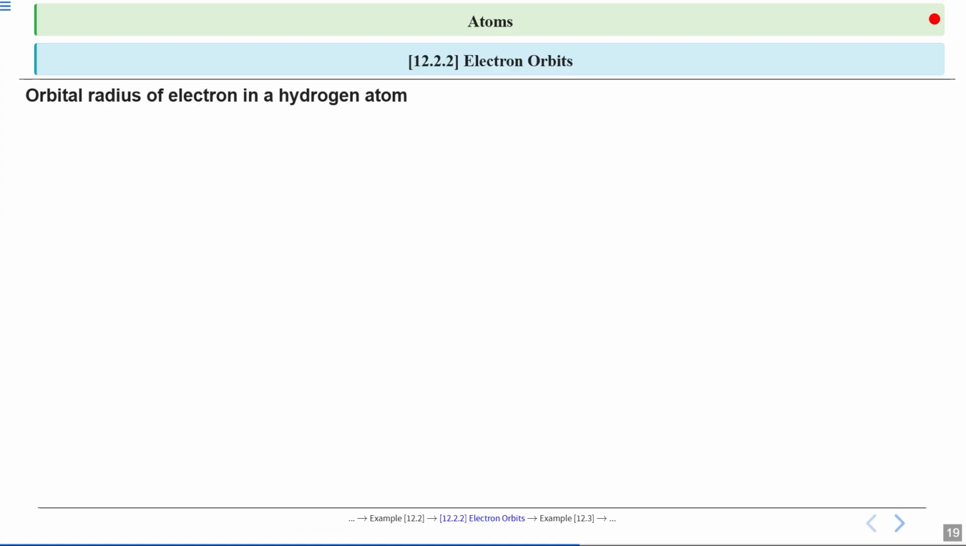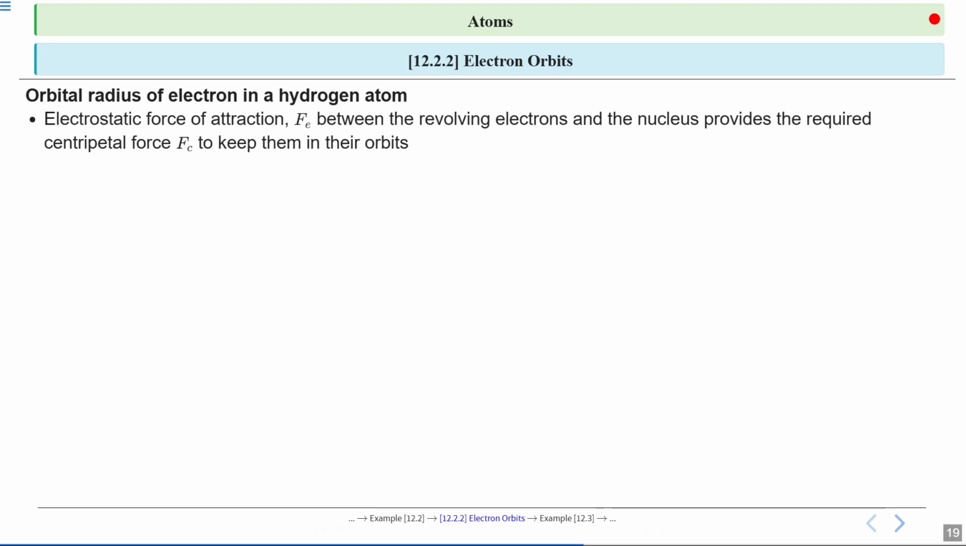So now let's start by looking at the orbital radius of an electron in a hydrogen atom. This is the distance from the nucleus to the electron as it moves in its orbit. Understanding this helps us see how force keeps the electron in place around the nucleus. Now notice that the electron is held in its orbit by the electrostatic force of attraction between the negatively charged electron and the positively charged nucleus. This force acts as centripetal force, which is the force that keeps any object moving in a circle. Remember, centripetal force always points towards the center of the circle.